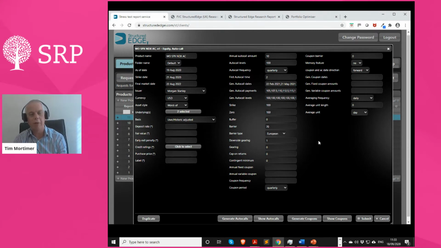So this product is 2 years long. Every quarter, starting from the 2nd quarter, 6 months, if both indices are above the autocall level of 100, the starting level, then the product will call, and it will pay 2.5% for every quarter it's been in operation. This is a worst-of, as we can see here. So this is the product which I'm going to be talking about a little bit today.